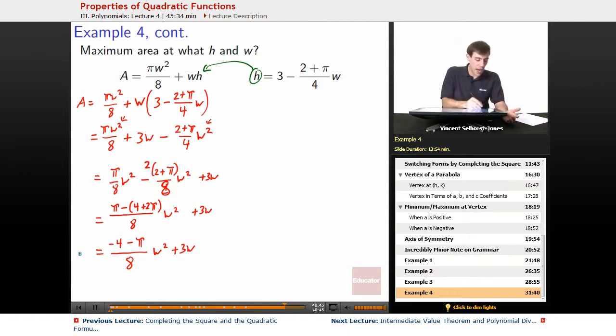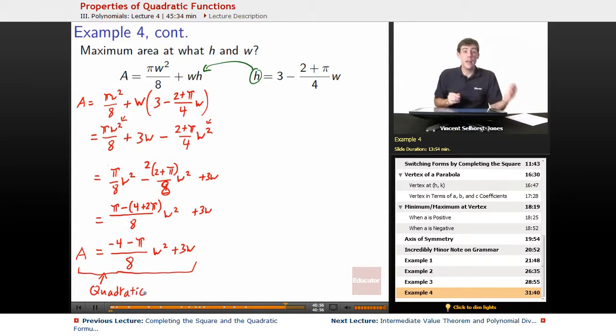Hey, look, if area equals this, then this right here, this whole thing, is a quadratic. So if it's a quadratic, then we can use the stuff that we know about where vertices show up. Where do vertices show up on the parabola?